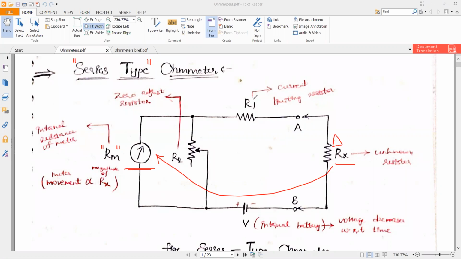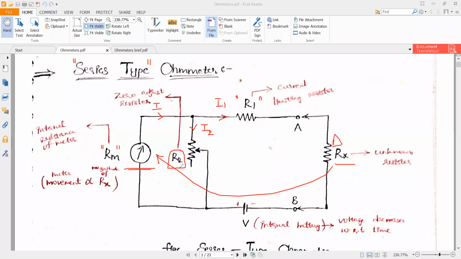And one resistor is placed here. That resistor is R1. This is the current limiting resistor. R1 is the current limiting resistor. And another resistor is also placed, that is R2. The flow of current is taking place in this direction. We may come across the flow of current like this.